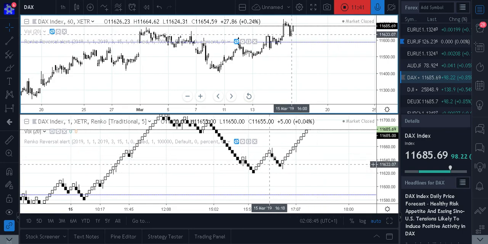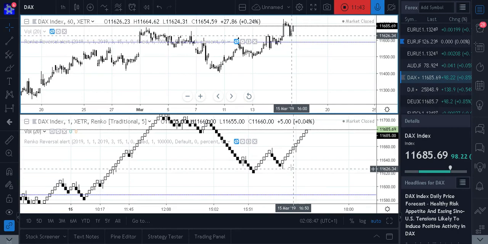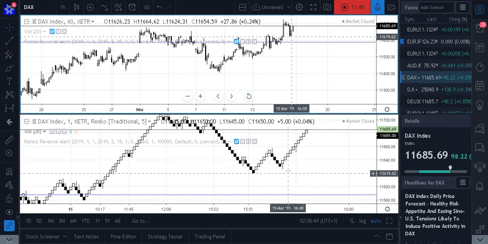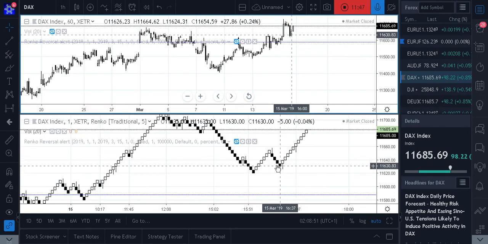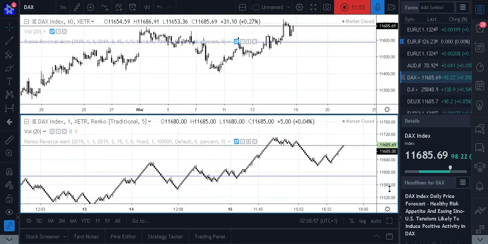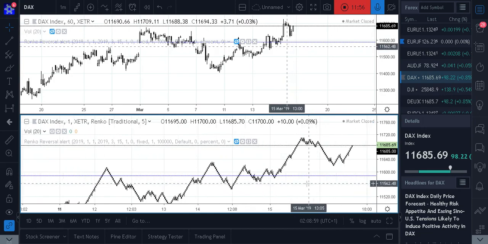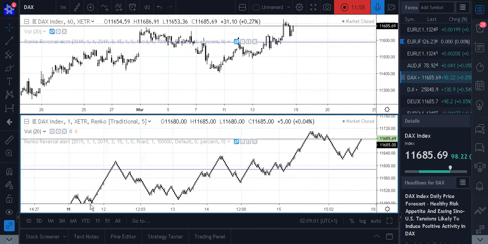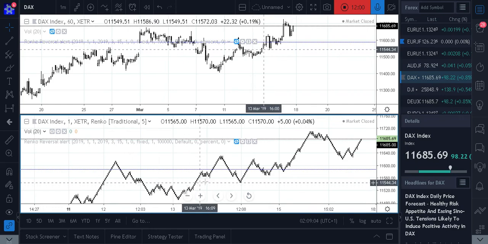Also, if you follow a reversal strategy, it gives you very clear points where you put support, where you put your stop loss, and you follow it through. And in my opinion, that's the main advantage of the Renko chart, because why should the market care about time? We should only focus on the price action.